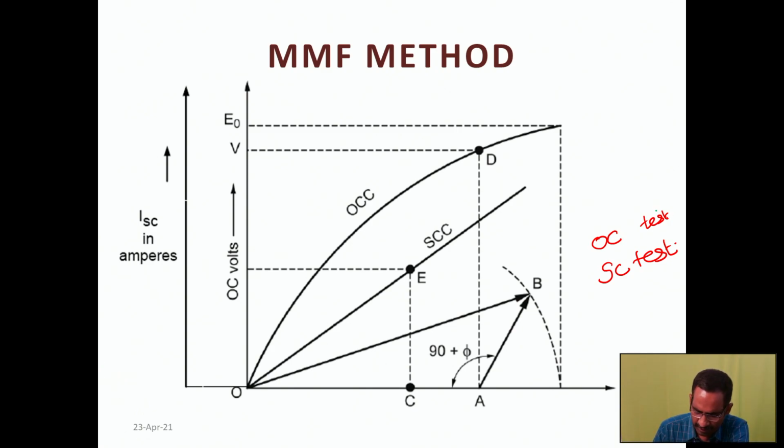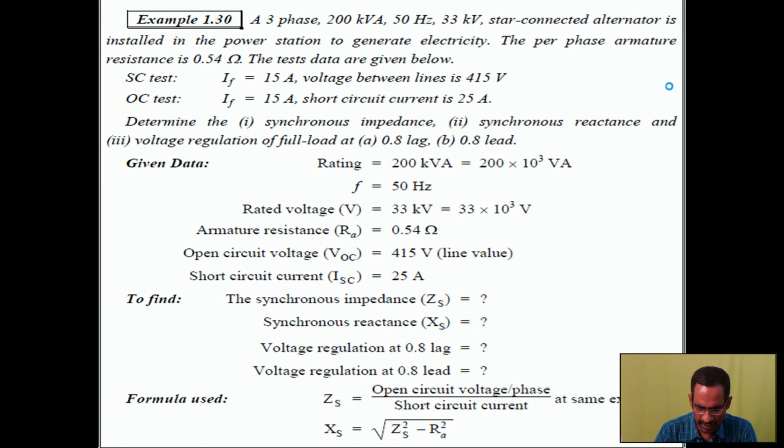Okay, additionally, we need the armature resistance values. So these are the test data required for this, but here I think the RA value is not required. From the OC test, it is similar to the previous case. I will show you the diagram once again.